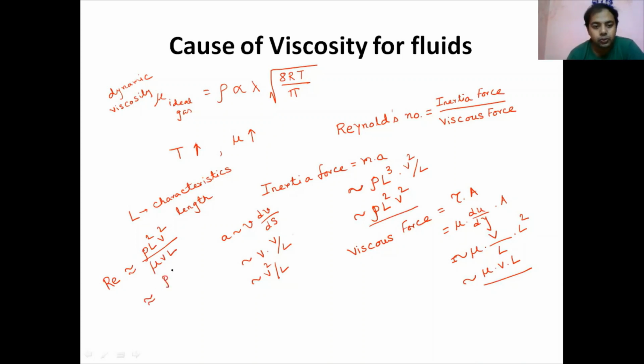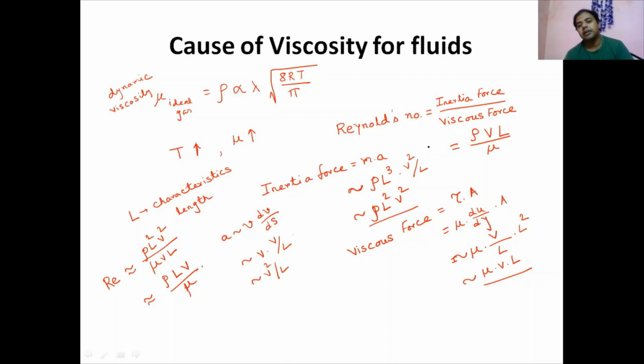So rho L V by mu, that is the Reynolds number. If you know what the Reynolds number is, we always write it in the expression like that. Rho is the density of the fluid, V is the velocity of the fluid, L is the characteristic length, divided by the dynamic viscosity of the fluid. We are writing it this way, and it comes from the order analysis.